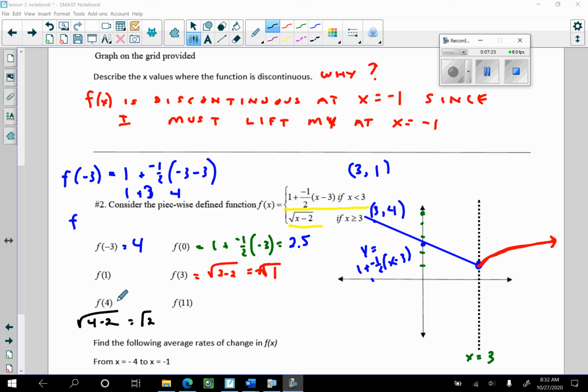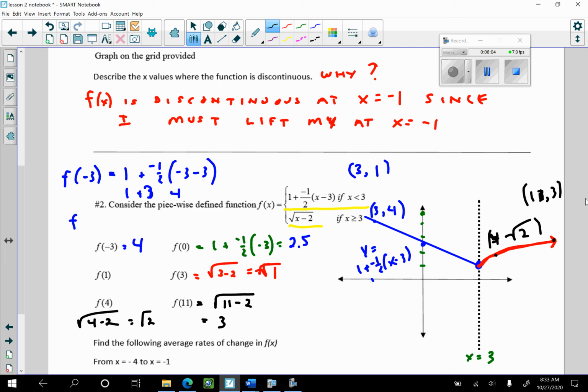Okay, so we find these function values. F of 4 is going to put 4 into this value right here. 4 minus 2 is 2. It's going to be the square root of 2. So this point right here is going to be 4 comma square root of 2. Okay? F of 11 is going to be the square root of 11 minus 2, which is the square root of 9, which is 3. So way out here somewhere is this point, 11 comma 3.